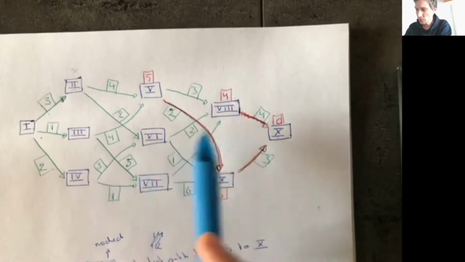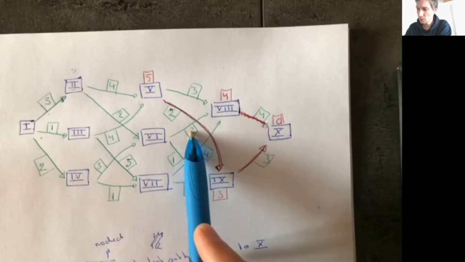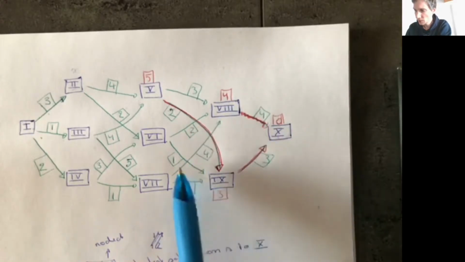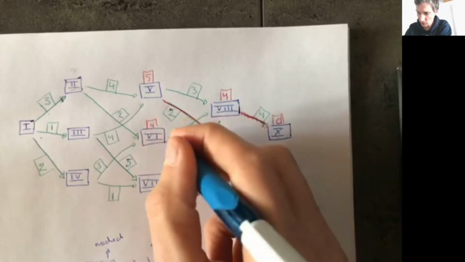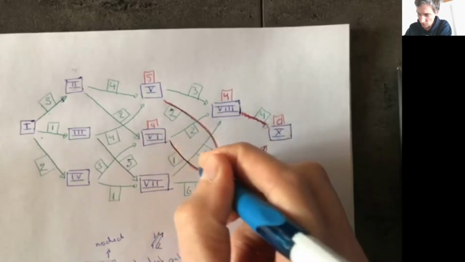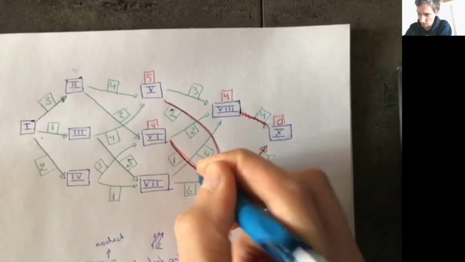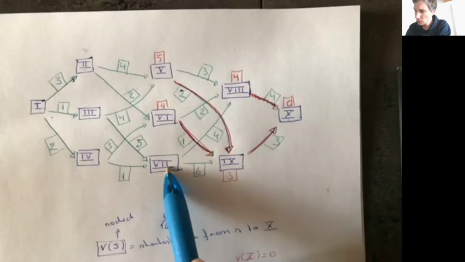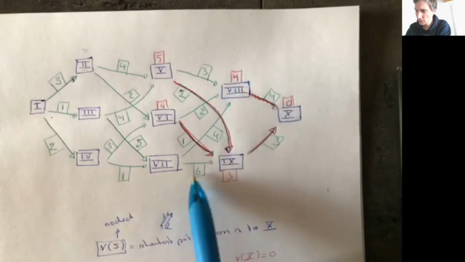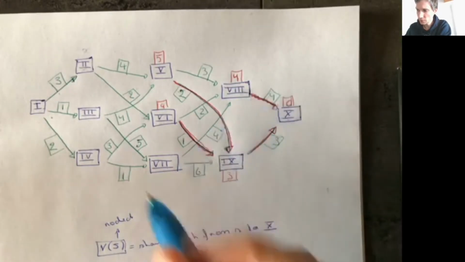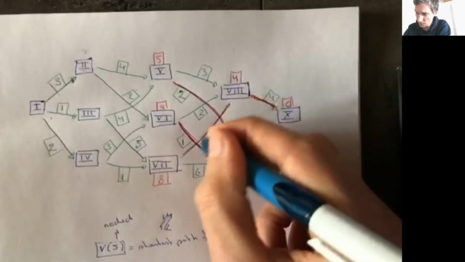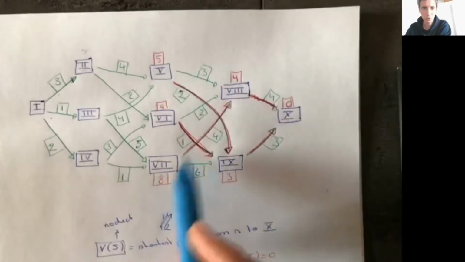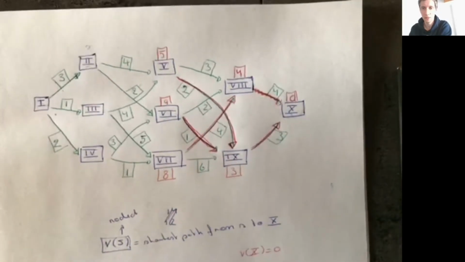From this node, either I take this road, 2 plus 4 is going to give me 6, or 1 plus 3 is going to give me 4. Now 4 is clearly smaller, so I will take this path here. And for this node, either I have 4 plus 4 is 8, or 6 plus 3 is 9, 8 is smaller, so I will take this path here. Okay, so every time I'm solving the problem recursively.